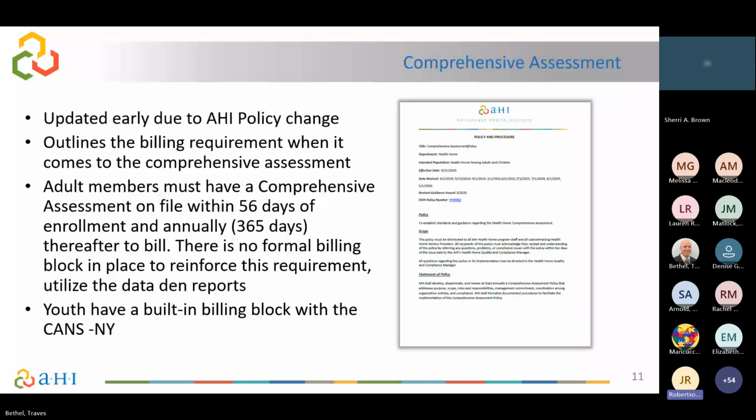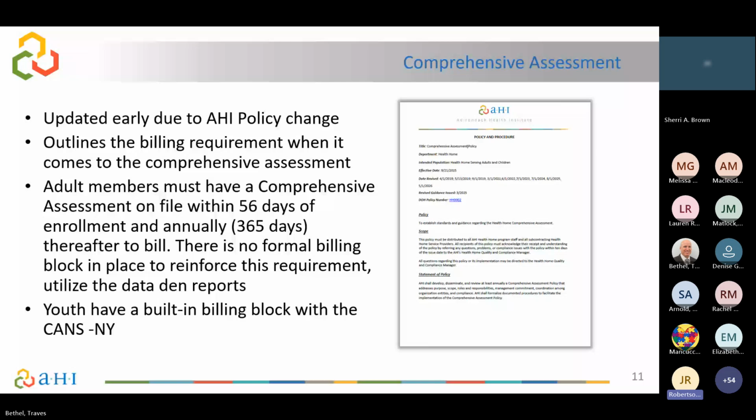Next, we have comprehensive assessment. The comprehensive assessment was updated early, so this is outside of its annual time frame. We updated this policy because we wanted to make sure that this policy was aligned with what DOH has reported to us and what we have learned through our OMIG audit. So it does outline a very specific billing requirement when it comes to your comprehensive assessment.